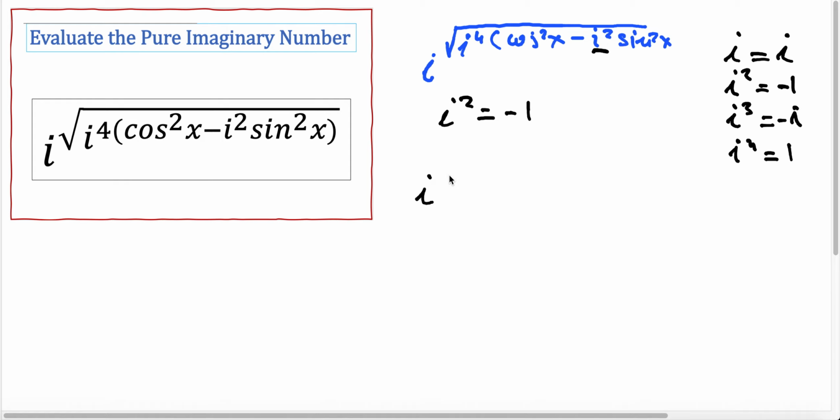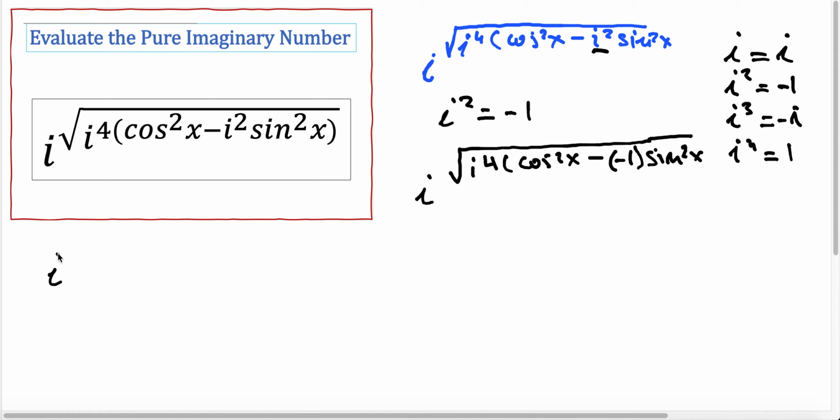Whenever there is i squared, I'm going to substitute it by minus 1. And now i to the exponent square root of i to the fourth times cosine squared x minus, instead of the i squared, I am substituting minus 1 sine squared x. And now negative times negative is positive, and 1 times sine squared x is sine squared x, positive sine squared x. Now I'm going to rewrite everything: i to the fourth times cosine squared x, and here, as I said, is a plus sine squared x.